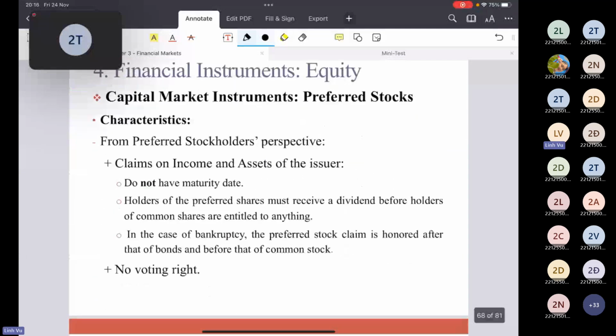Another privilege of the preferred stockholders is that they can receive a dividend before the holders of common shares are entitled to anything. So if you hold the common stock and your friend holds the preferred stock of the same company, then your friend could be paid the dividend payment before you receive the dividend payment from the common stock.